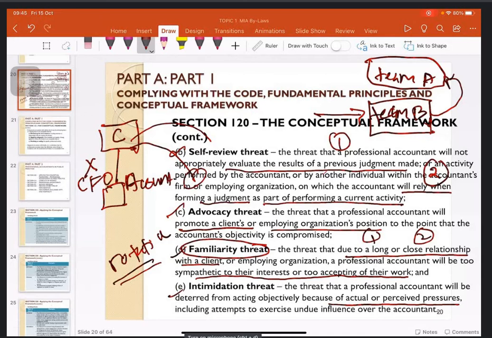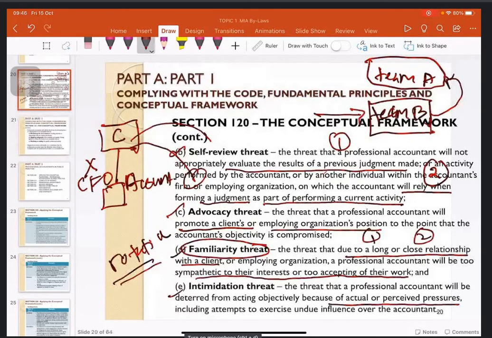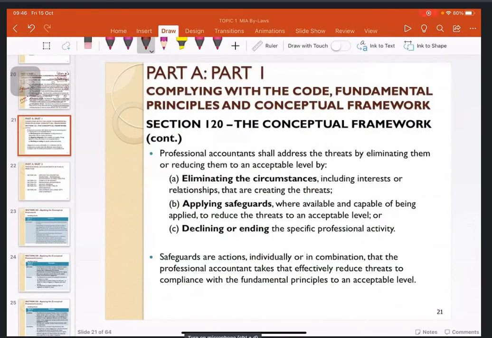Okay, that finishes section 120. Any questions about sections 110 and 120? So far no, madam. Can you understand? Okay. Conceptual framework, read this one. I think we have already discussed it.